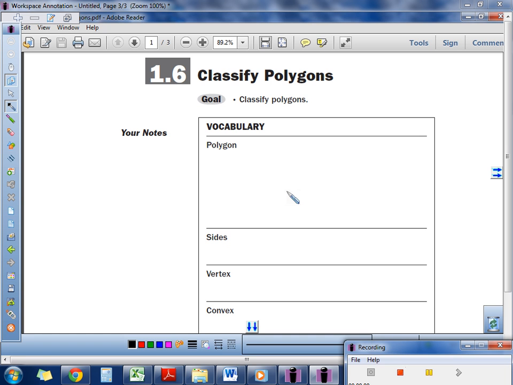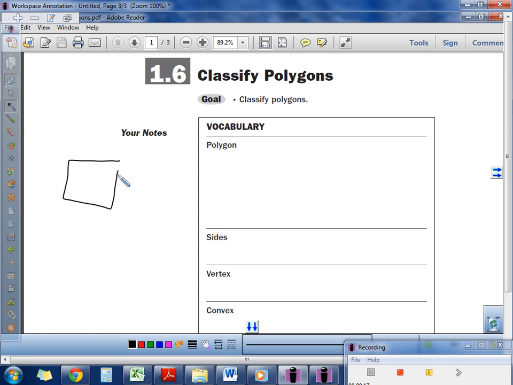Alright, today's lesson is about classifying polygons. The first thing we have to know is, what is a polygon? Okay, a closed figure. So a lot of times they will try to trick you in the book, and they will draw pictures that look like this. Is that a closed figure? No, because it has a gap. It is not closed. That is not a closed figure.